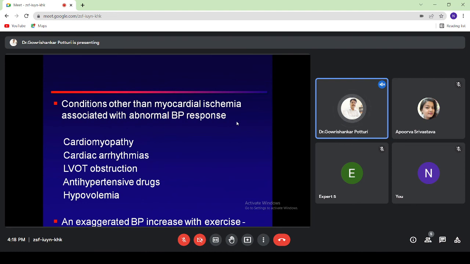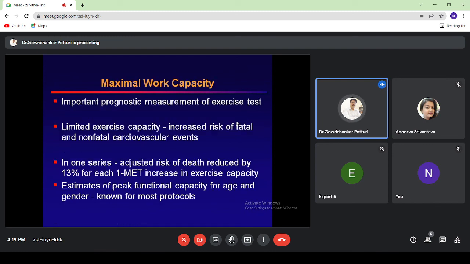Conditions other than myocardial ischemia associated with an abnormal BP response are cardiomyopathies, cardiac arrhythmias, LVOT obstructions, patients using anti-hypertensive drugs, and hypovolemia. An exaggerated BP response is an excessive BP increase with exercise.